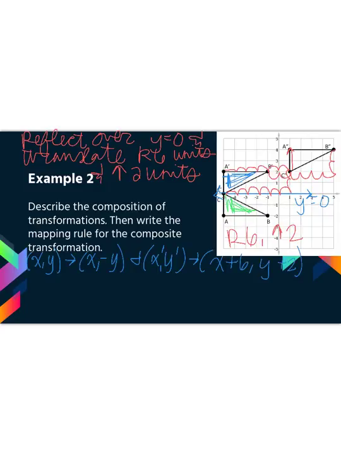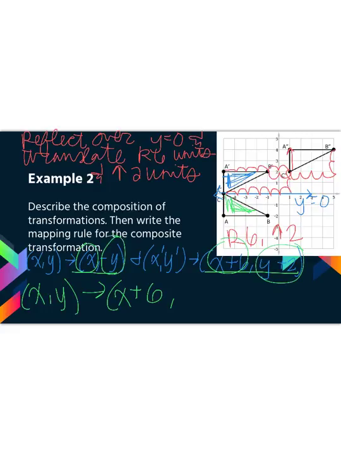So I know the mapping rule for reflecting over the x-axis is (x, y) goes to (x, negative y). And then since we're translating 6 units to the right and 2 units up, we go from (x prime, y prime) to (x plus 6, y plus 2). So I can actually just look at those 2 mapping rules and figure out the single mapping rule. So we're going to go from our pre-image, (x, y), and if you notice, we're going from x to x plus 6. So in our single mapping rule, we'll have x plus 6. And then we can take our y values and see what's going on here. So we would have negative y plus 2.